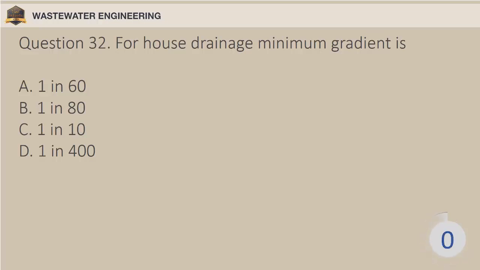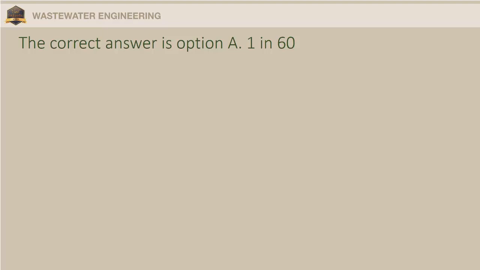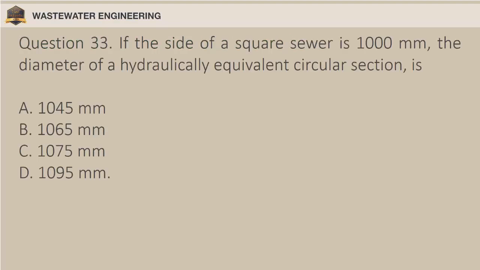The correct answer is option C. 3.0 m. Question 33. If the side of a square sewer is 1000 mm, the diameter of a hydraulically equivalent circular section is A. 1045 mm, B. 1065 mm, C. 1075 mm, D. 1095 mm.